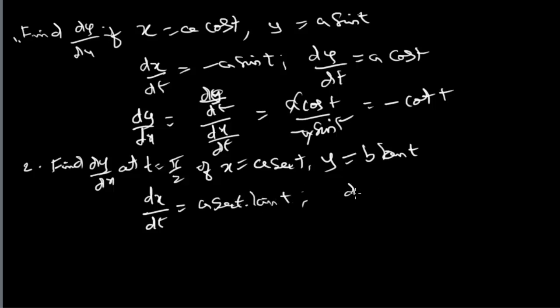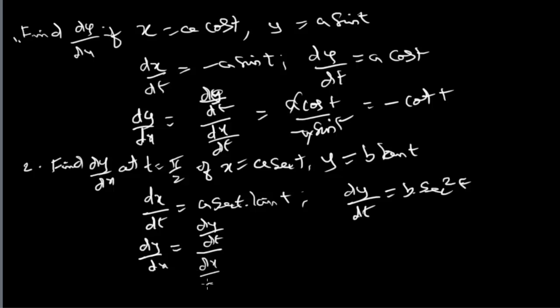Now dy by dt by the same method is what? b into differentiation of tan t with respect to t is what? Secant squared t. Now what we want? dy by dx first. dy by dx is equal to dy by dt by dx by dt. dy by dt is what? b secant squared t by a secant t tan t. Now this one secant t cancels with this one, and then there remains b by a.